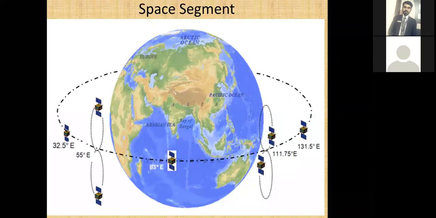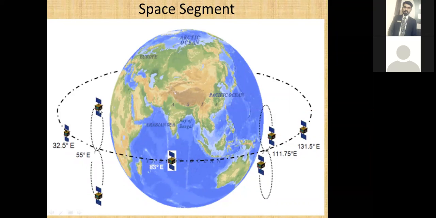So in the space segment, we have 7 satellites, 3 in GEO and 4 in GSO, and this is showing the location of the GEO satellites. The GEO satellites are at 32.5 degrees longitude, 83 degrees longitude, and 131.5 degrees longitude. And the GSO satellites are at longitudinal crossings of 55 degrees and 111.75 degrees. So this is showing the sub-satellite path of the satellites.